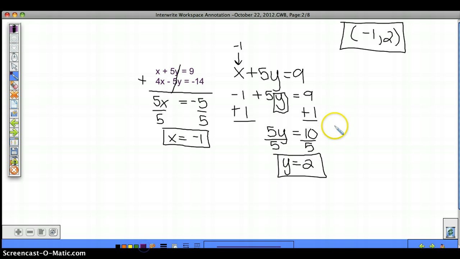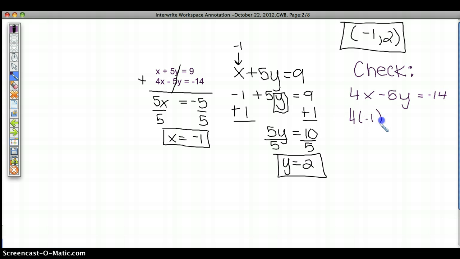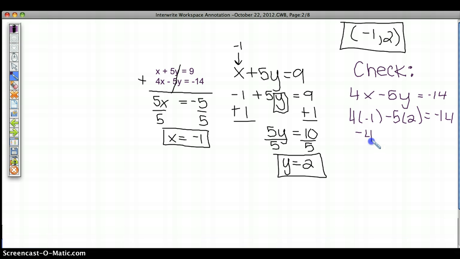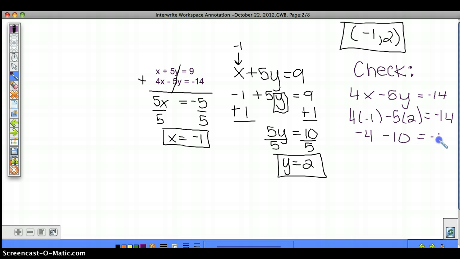Now you can check these just like with substitution. I'm going to actually check by plugging it in to the second equation, since I used the first equation here. To check, you should be able to plug it into both equations to make sure it works. So for 4x minus 5y equals negative 14, I have 4 times negative 1 minus 5 times 2 equals negative 14. Negative 4 minus 10 does equal negative 14, so we know we did it correctly.